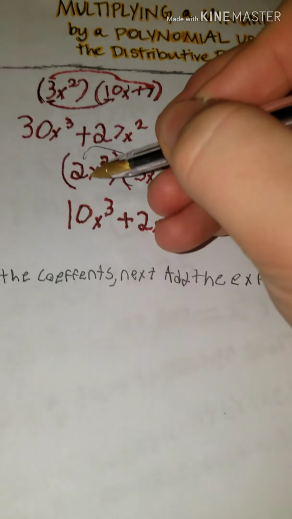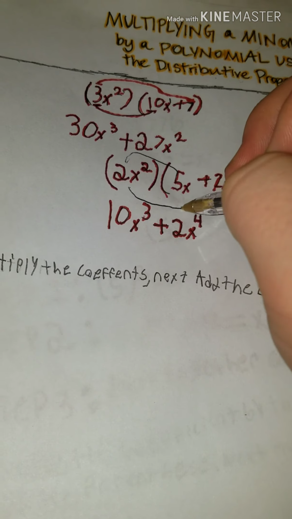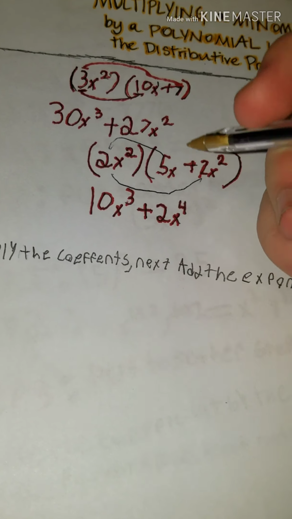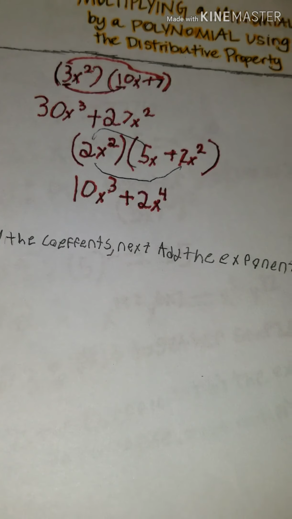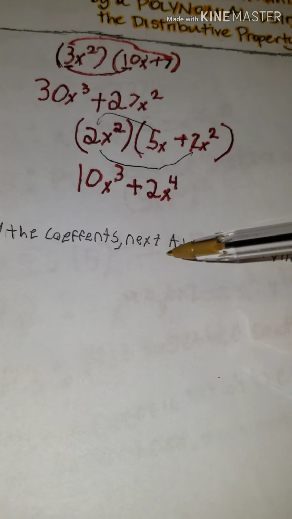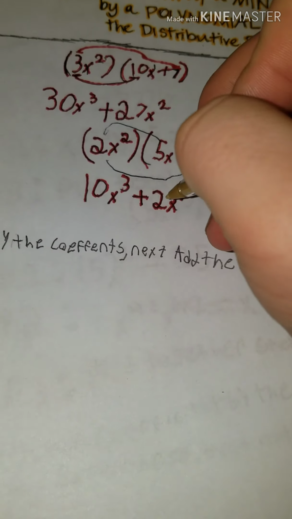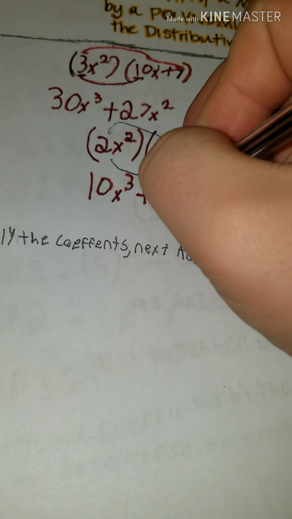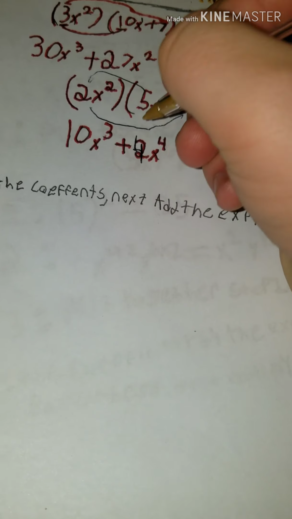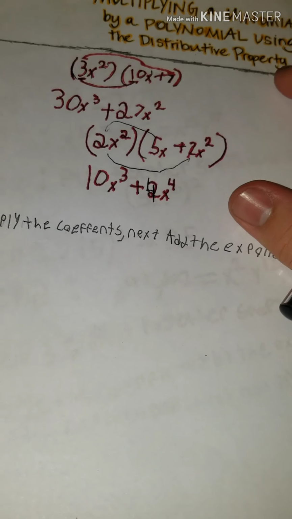And then multiply 2x squared times 2x squared, which should give me 4x to the fourth. So basically, multiply the coefficients, next add the exponents. And yeah, that's pretty much it.